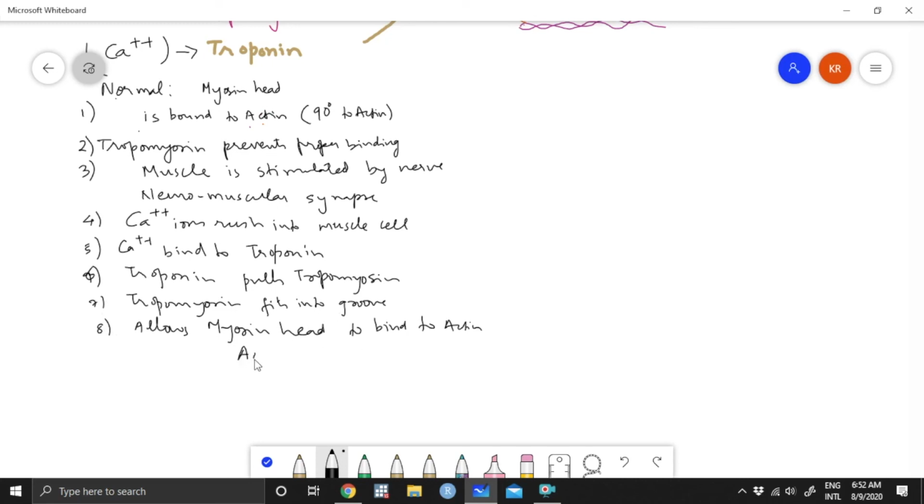So the actin-myosin complex is formed. Now the myosin head has got ATP. ATP breaks down to release ADP plus energy, and this energy is used to turn the head at an angle of 45 degrees.